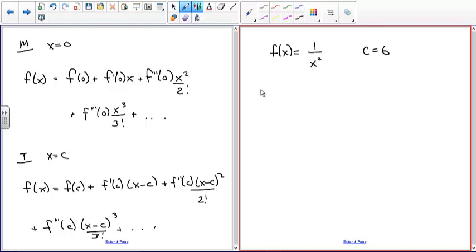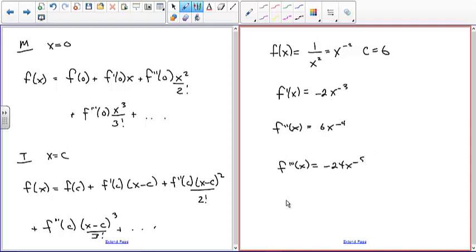Now, what I can do is rewrite this as x to the minus 2 power. So the first derivative is going to be the exponent, negative 2 times x to the minus 3 power. And the second derivative is going to be, I'm going to do all these derivatives and then I'll rewrite them back. So this will be negative 3 times negative 2, which is 6, x to the minus 4 power. And then f triple prime is going to be equal to negative 24, x to the minus 5th power.